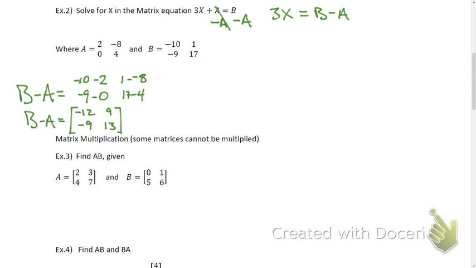So we plug that into the equation. And we need to get rid of the 3. So we can multiply both sides by 1/3. And that way the 3's cancel out, and we're left with the answer.